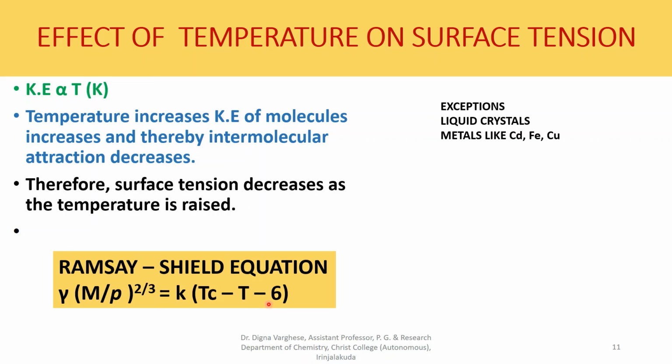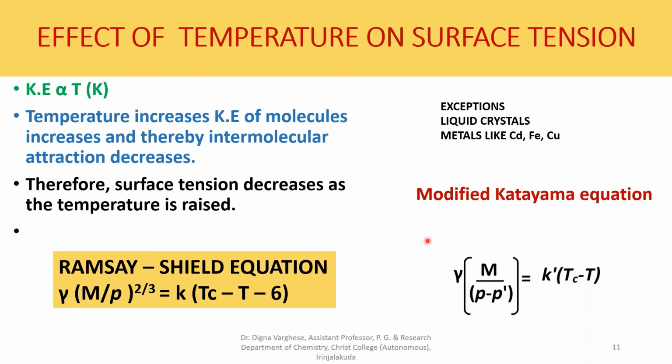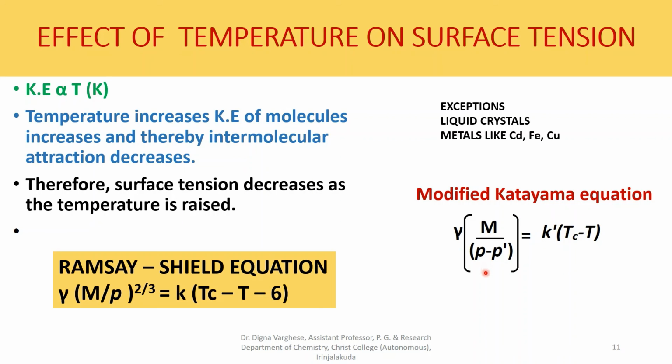But in this equation there is a discrepancy. Gamma becomes 0 not when T is equal to Tc, but when T is equal to Tc minus 6. So, in order to overcome this discrepancy, Katayama modified the equation: gamma m by rho minus rho dash is equal to k dash into Tc minus T.